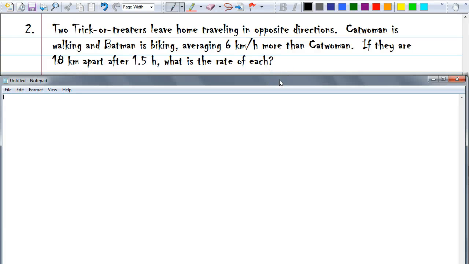So this is our second day on the worksheet. Who wants to read for us number 2 now?